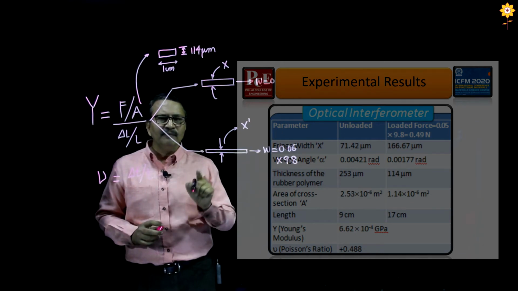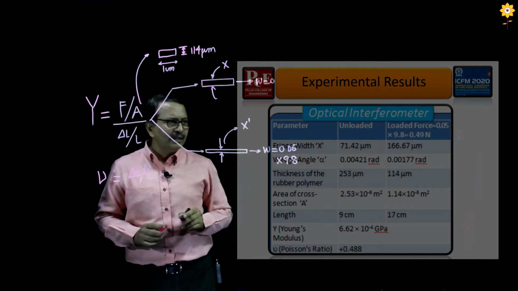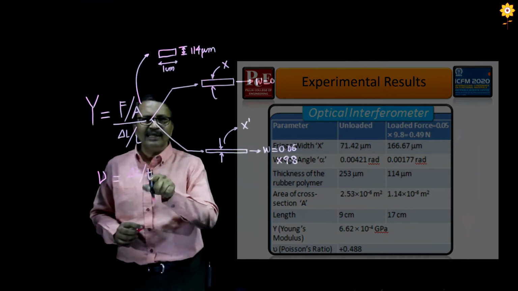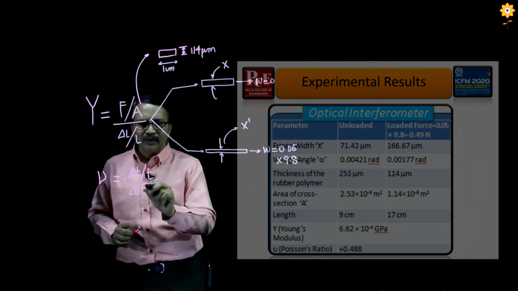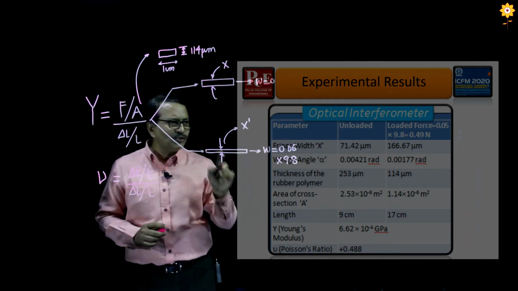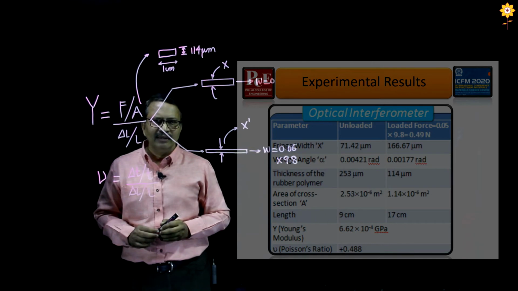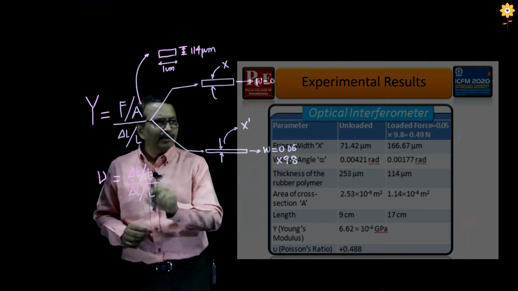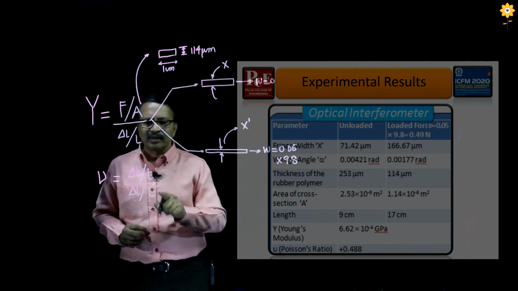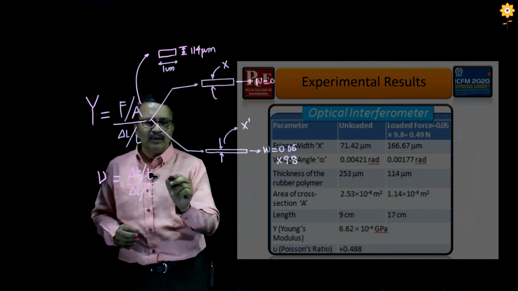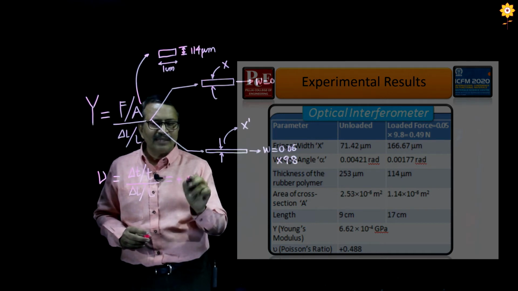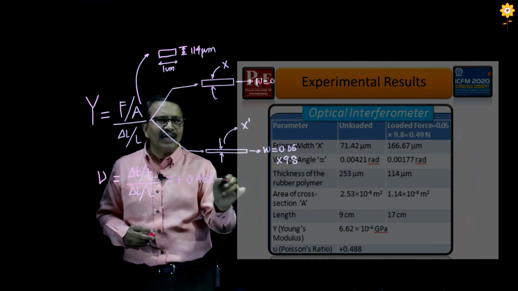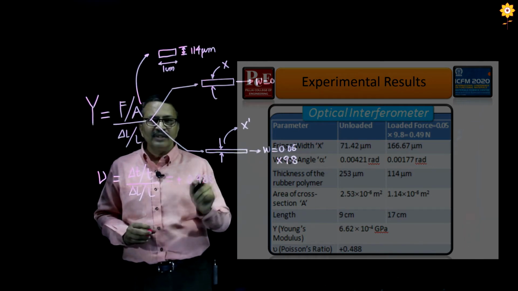Your unstretched thickness is nothing but 253 micron. That will come out over here, and this I will divide by delta L divided by L. Delta L in this case is equal to 17 minus 9, which comes out to be 8, divided by L, which is 9 centimeters. When I take this ratio, the value of nu that I obtained is coming out to be plus 0.488. Since it is a ratio, it will not have any units.